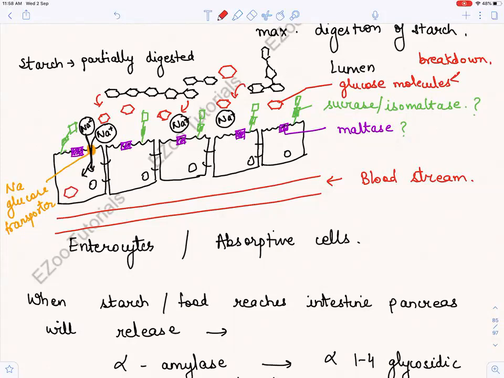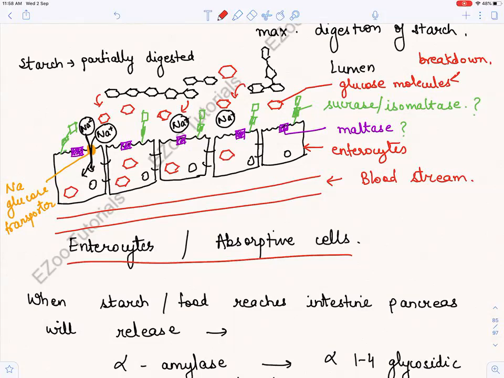Now what will happen to this glucose molecule that is in the enterocytes? These are enterocytes or absorptive cells. So now what will happen to these glucose molecules that have come here? Something needs to be done. They can't just roam around, and glucose is energy. And there is a bloodstream.